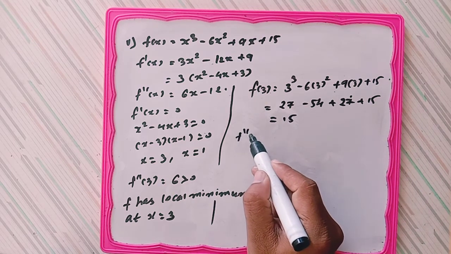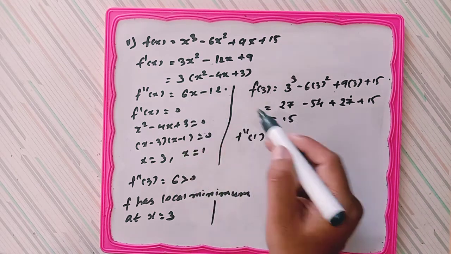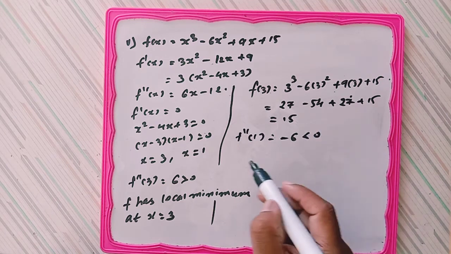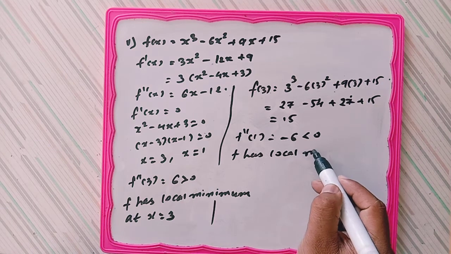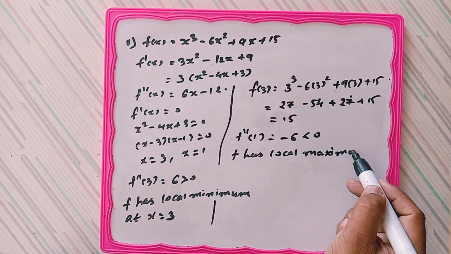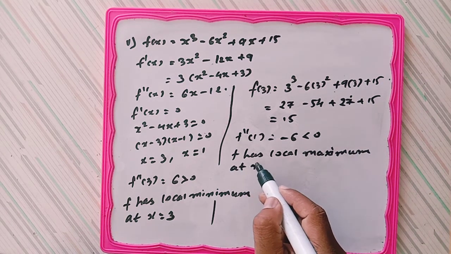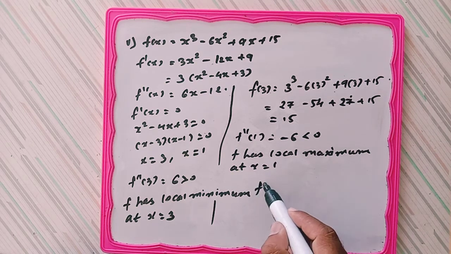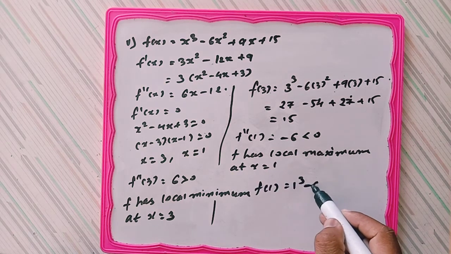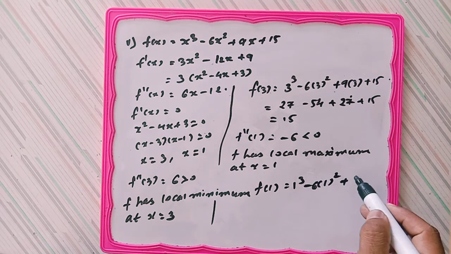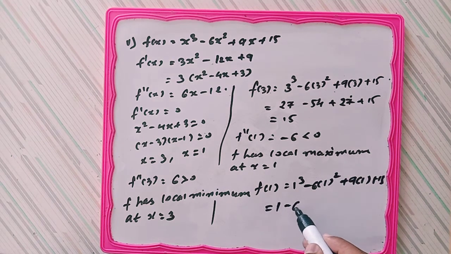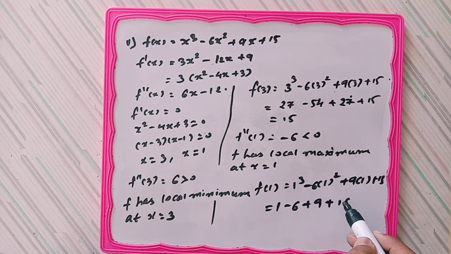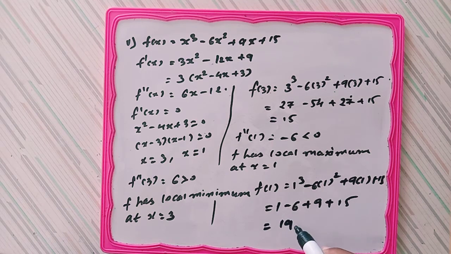Now f double dash 1 we calculate, then 6 minus 12, minus 6, less than 0. So f has a local maximum at x equals 1, and that will be f(1), 1 cube minus 6 into 1 square plus 9 into 1 plus 15, which will be 1 minus 6 plus 9 plus 15. So 10, 15, 25, 25 minus 6 will be 19.